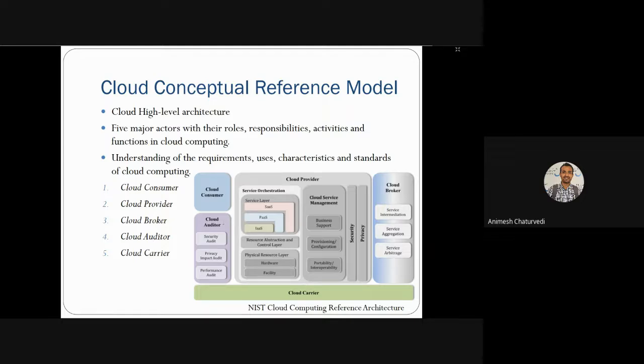If you see in the figure, what does the cloud provider basically do? Service orchestration, which means a combination of various service layers like infrastructure as a service, platform as a service, and software as a service. So the cloud provider does integration and orchestration, a combination of these three layers. Thereafter, it does resource abstraction. Thereafter, it does cloud service management, and so on.